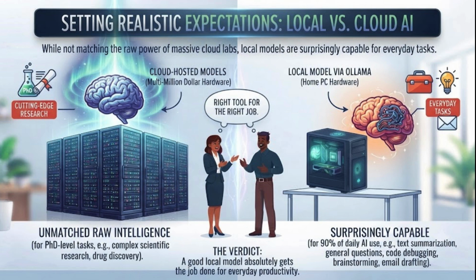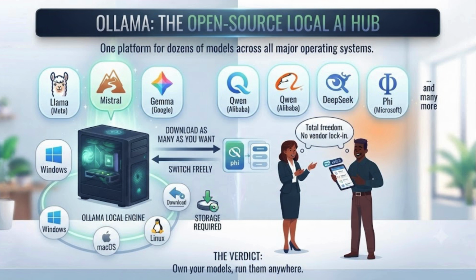What you're getting locally is a smaller, compressed model that is still surprisingly capable for most everyday tasks: summarizing text, answering general questions, writing and debugging code, brainstorming, drafting emails. But it's not going to be doing cutting-edge scientific research at PhD level. For 90% of what most people actually use AI chatbots for day-to-day, a good local model running through Ollama will absolutely get the job done.